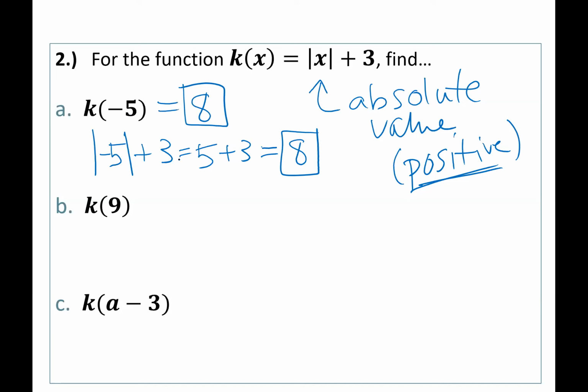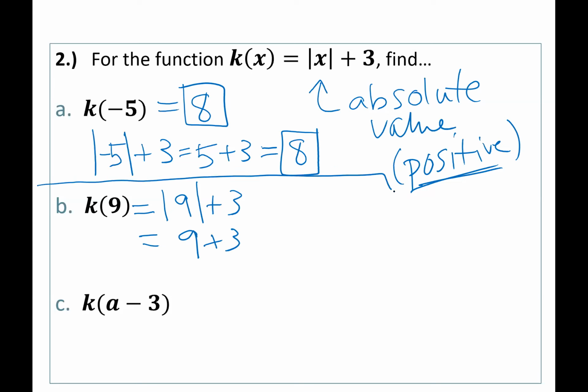Okay, our next problem, we're plugging in 9 for x. The absolute value of 9 plus 3. The absolute value of 9 is just 9. How far away is 9 from 0? It's 9 units away. So absolute value turns a negative number into a positive, but if your number is already positive, it just stays that way. So the absolute value of 9 is 9. And then 9 plus 3, 12.